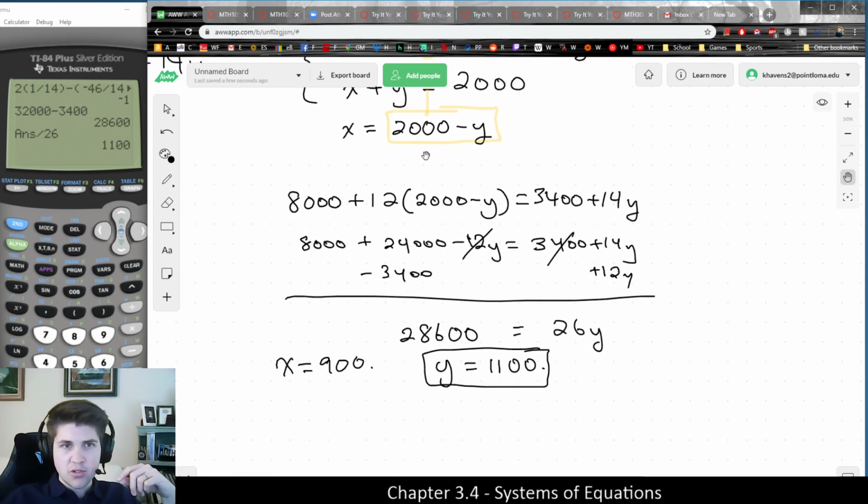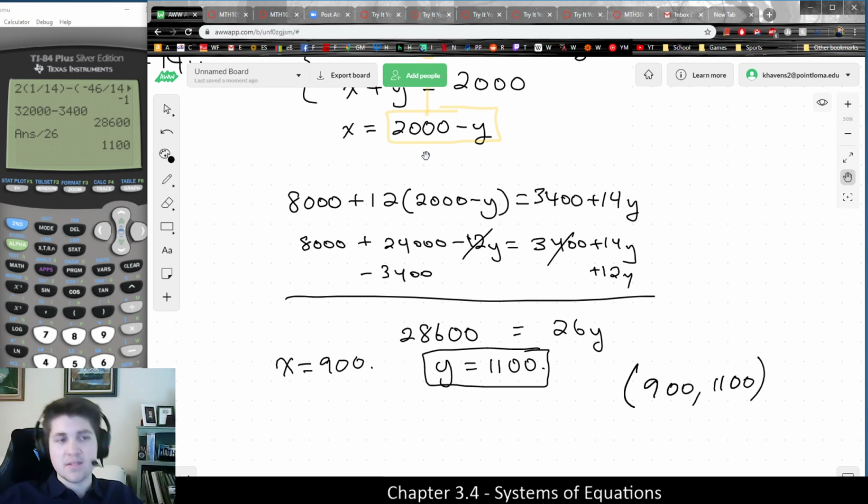We could write our solution as an ordered pair, but it's usually recommended to write out your answer using a word sentence. So I know I need to manufacture 900 pieces of furniture in San Diego, 1,100 in LA, and that would equalize the cost of production at both facilities.